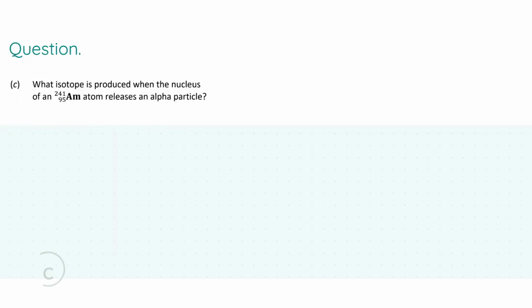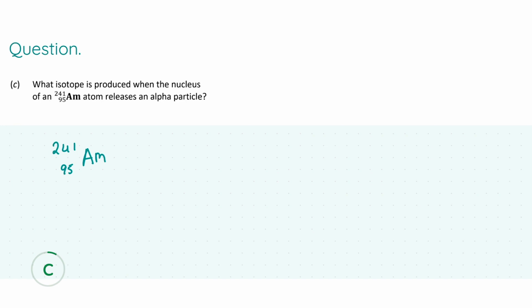Okay, so question C is based on radioactivity. It asks us what isotope is produced when the nucleus of an americium-241 atom (241, 95, Am) releases an alpha particle. What I always do for these questions is write out the atom that they're giving us first. So 241, 95, Am.